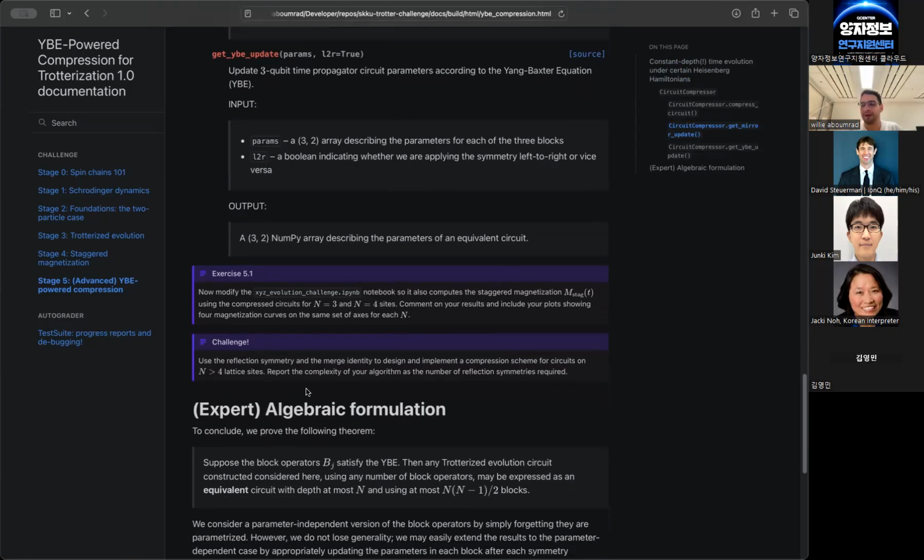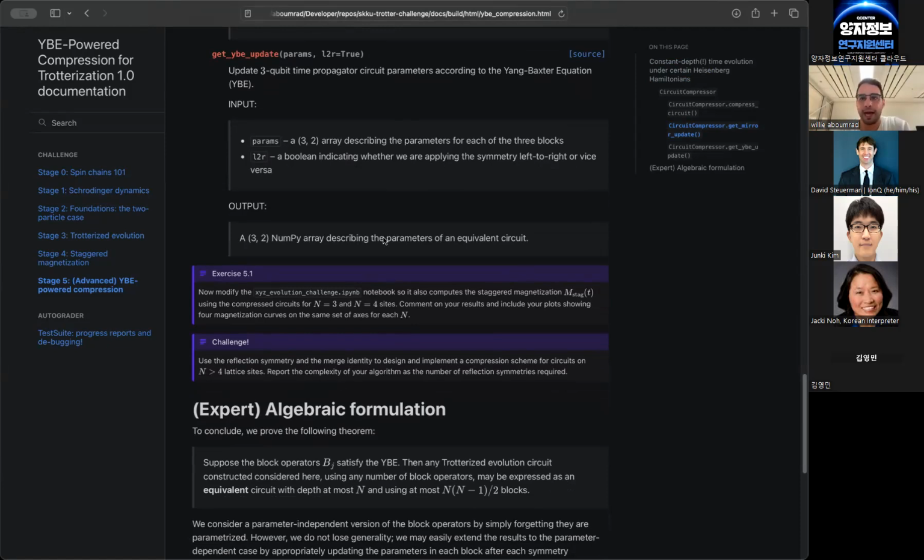And I'm very proud to announce that one group did take a stab at this, and they came up with a nice layout for a possible algorithm that could be used in order to implement that compression scheme. So kudos to you guys. That was a great job.